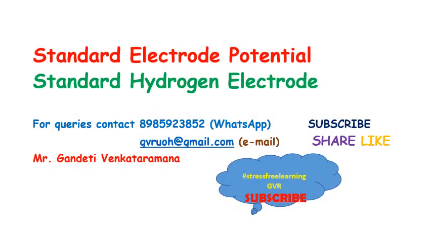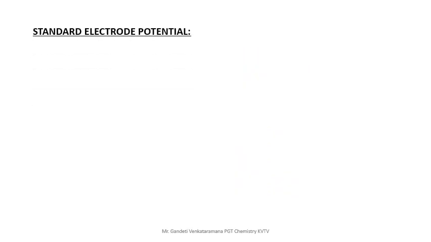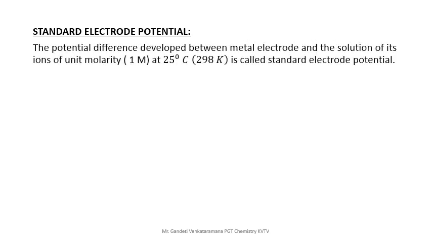In this lecture, we will study standard electrode potential and standard hydrogen electrode. Standard electrode potential. Now, the definition: the potential difference developed between a metal electrode and the solution of its ions of unity molarity, 1 M, at 25 degrees centigrade, equal to 298 Kelvin, is called standard electrode potential.